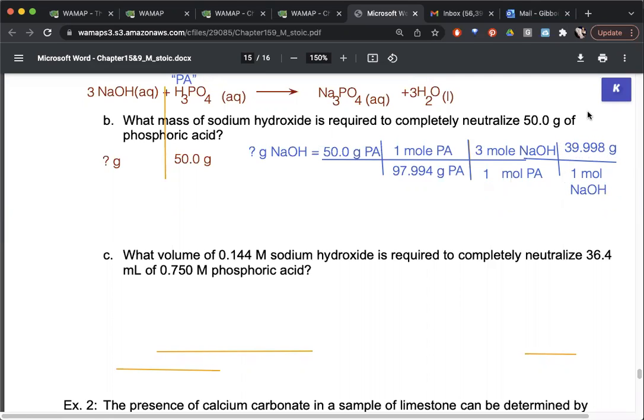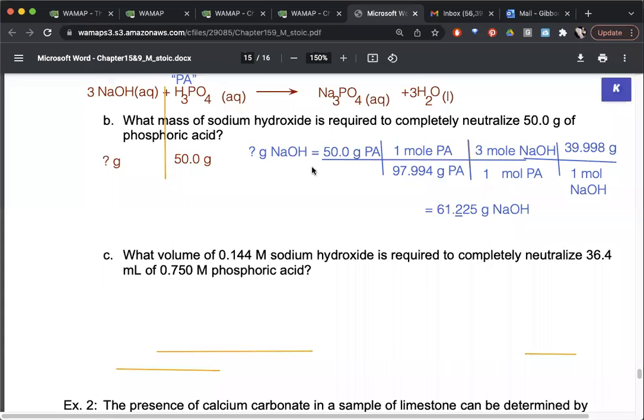Okay, so 50 divided by 97.994 times 3 times that answer in my calculator, I get 61.225 grams of sodium hydroxide. And I will check my sig figs. Started with 3, we'll end with 3.